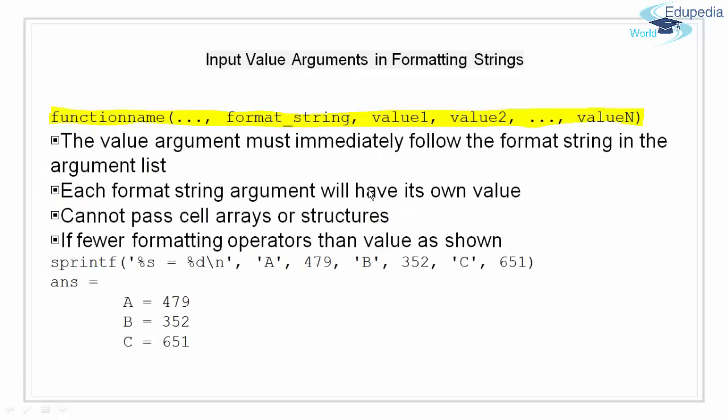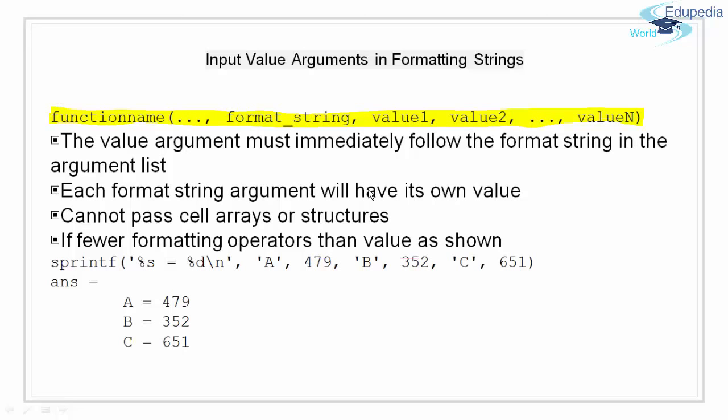Input value arguments in formatting strings. There are some key points to remember for input value arguments that are used in formatting strings. The syntax is highlighted in yellow. It is a format operator immediately followed by a value. Usually each format operator will have its own value. For the values of format arguments, we cannot pass cell arrays or structures.